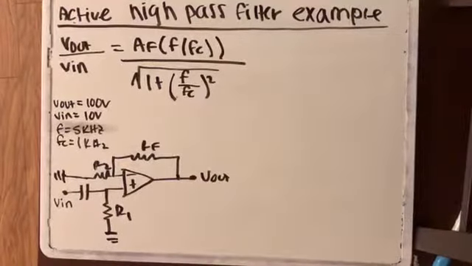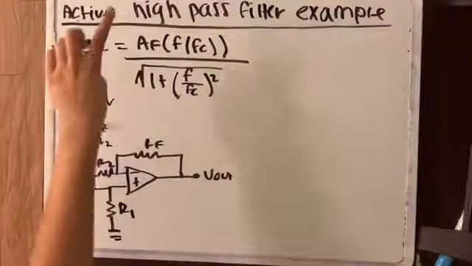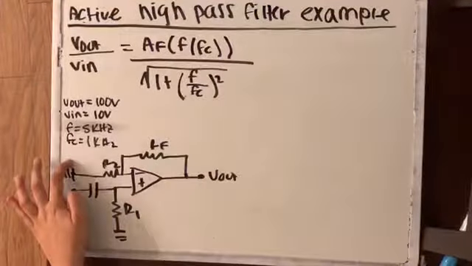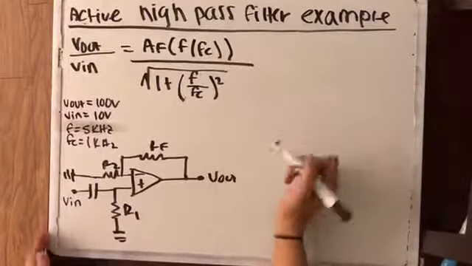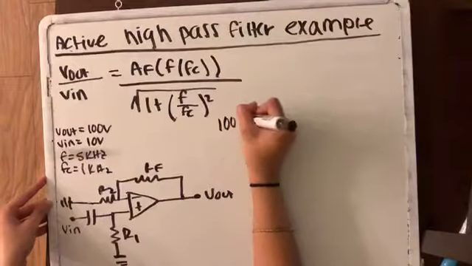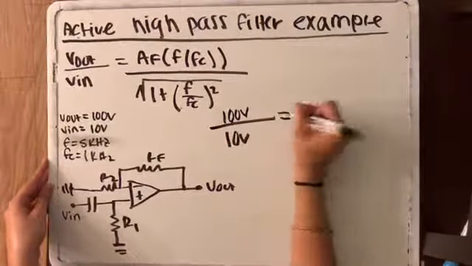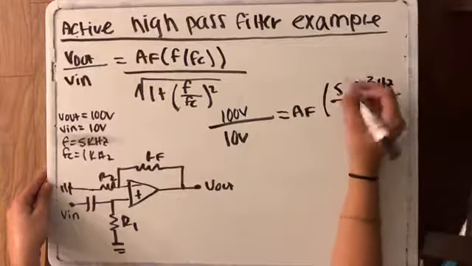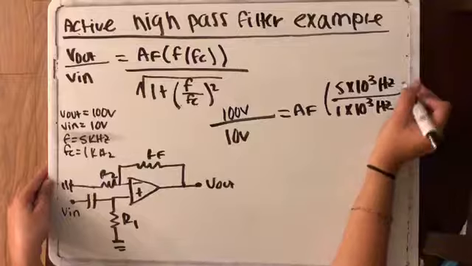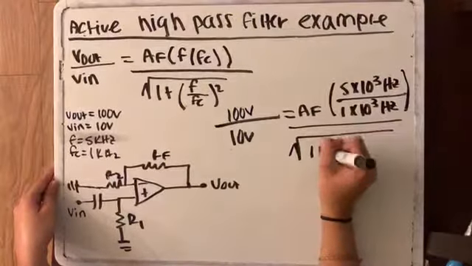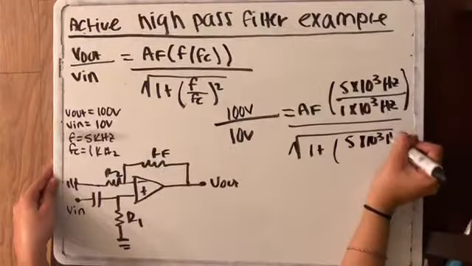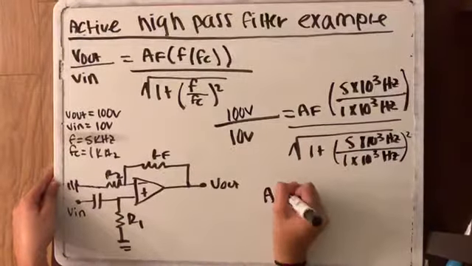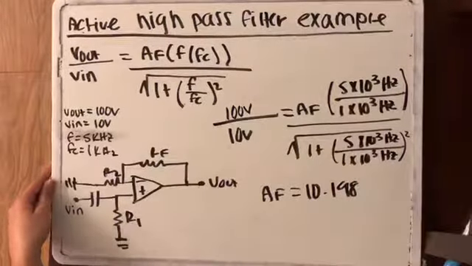So now that we've solved for our R1 value, we can solve for gain. And in this equation, gain is AF. We have all the values we need, with V out being 100 volts, V in being 10 volts, F being 5 kilohertz, and FC being 1 kilohertz. So if we plug all those values into this equation, 100 volts over 10 volts equals AF times 5 times 10 to the 3 hertz over 1 times 10 to the 3 hertz over the square root of 1 plus 5 times 10 to the 3 hertz over 1 times 10 to the 3 hertz, squared. And from this, we get AF is equal to 10.198, which is our gain value.